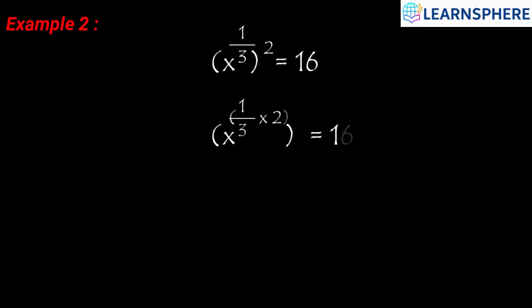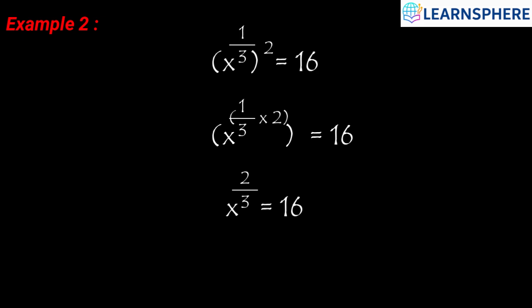Let's go on to example 2, where we have bracket x to the power of 1 over 3 raised to the power of 2 equals 16. On the left-hand side, we can simplify the powers, and it will be x to the power of 1 over 3 times 2, and on the right-hand side, we can just remain it as 16. On the left-hand side, we can then simplify it to be x to the power of 2 over 3 equals 16.